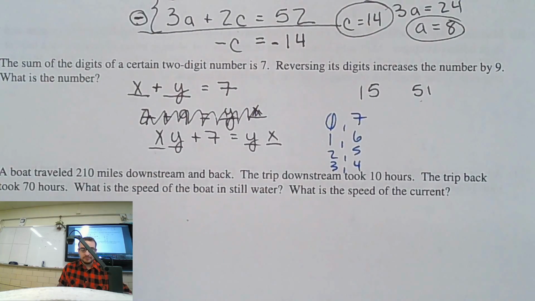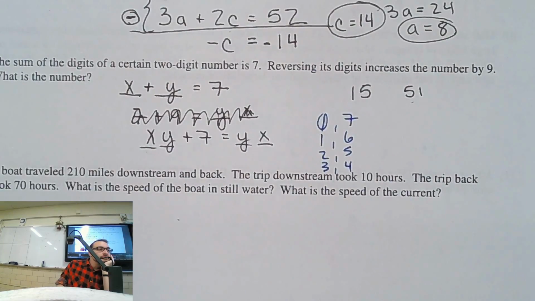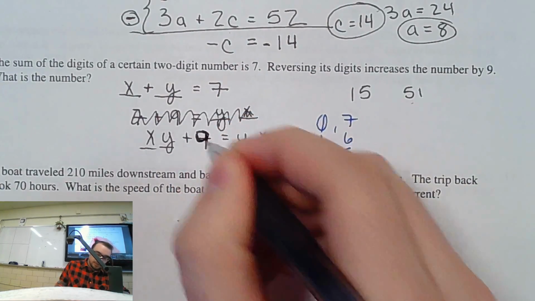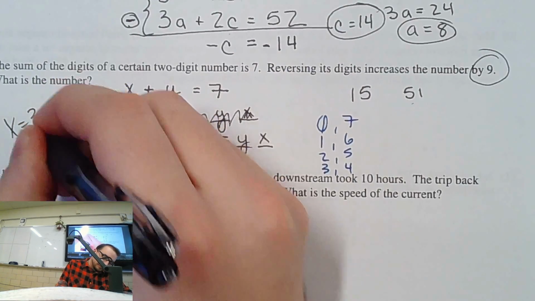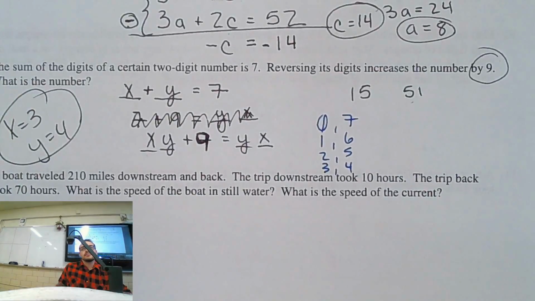Why do we goof? Yep, we did. How did we do it wrong? He's got it. It's by 9, not by 7. In the directions it says it increases the number by 9. So it's 34 and 43. So x is 3 and y is 4. Just a brain teaser.